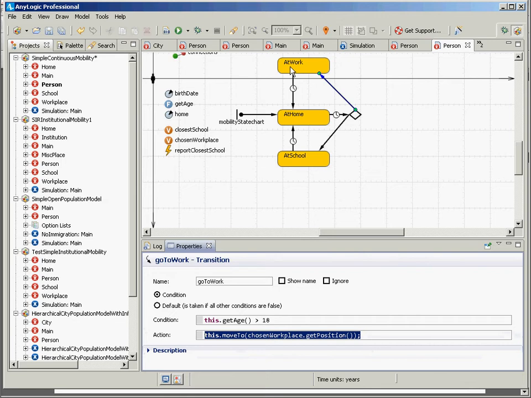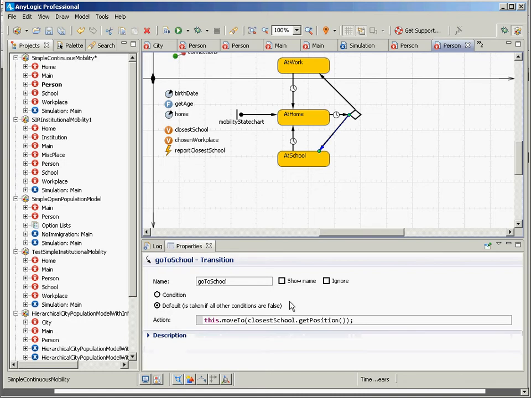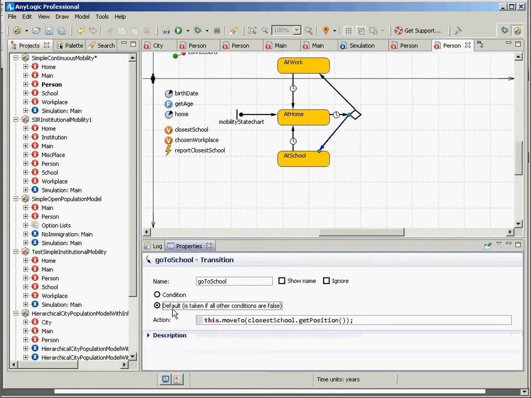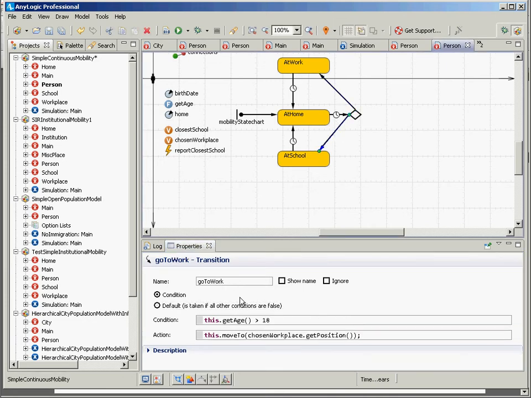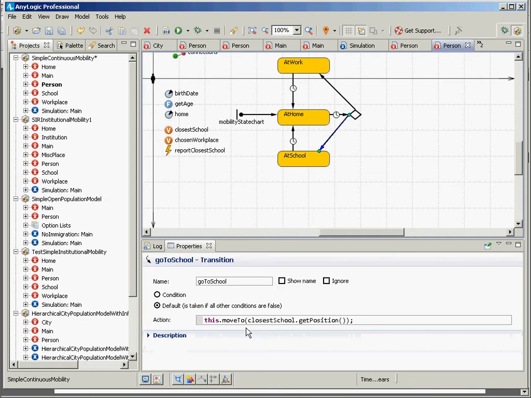Does that make sense? In that case, you move to your workplace. Otherwise, if your age is less than 18, you're going to take this default path down here to move to your closest school. And that's just the default. If this condition is not true, by extension, you are a child, and you go to school. So I would argue this is clearer than the previous one we had.